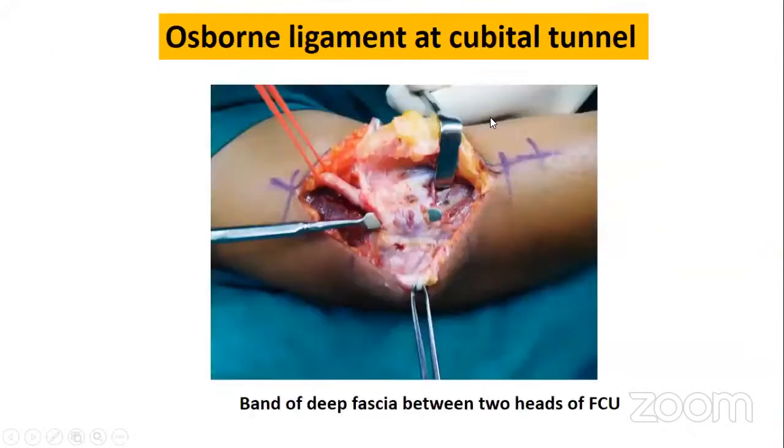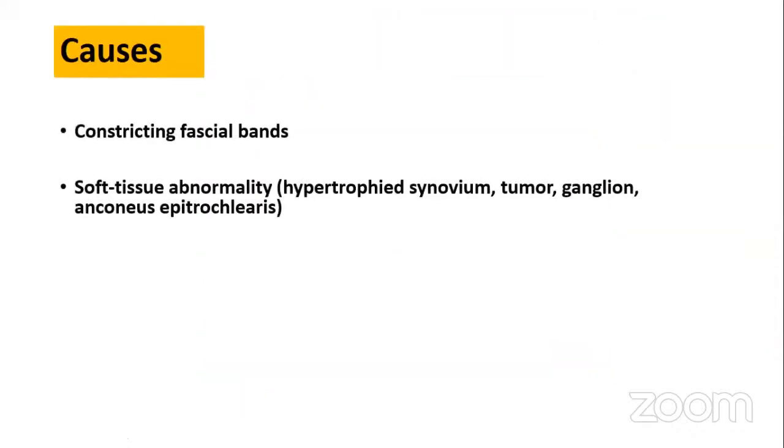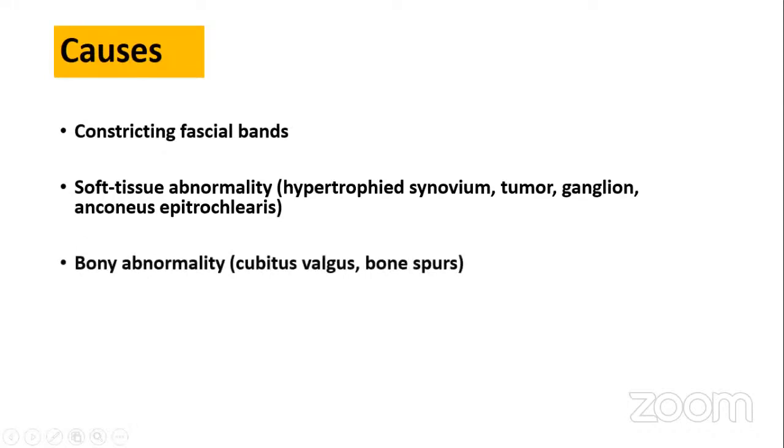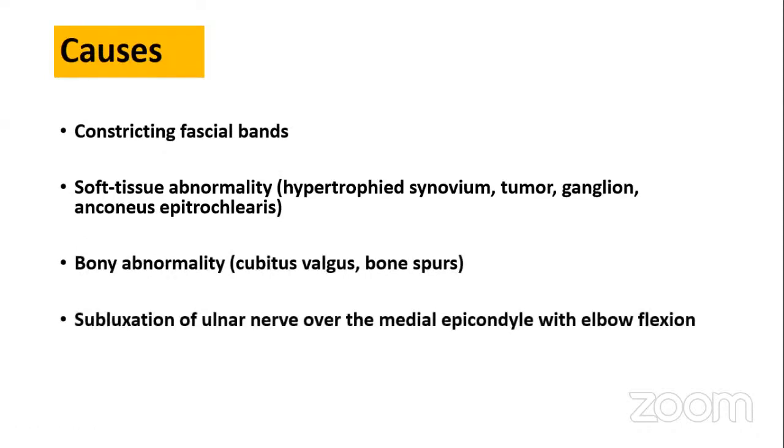There. This is the case we operated. This is a classic Osborne's ligament, but if you see, some muscle fibers are there. This is a very rare anomalous muscle called anconeus epitrochlearis. That is the case I'm trying to show there. Okay, so causes include constricting fascial bands, soft tissue abnormalities like synovium, tumor, ganglion. Just now I showed you the anconeus epitrochlearis, an anomalous muscle. Cubitus valgus and bony spurs, and subluxation of the nerve over the medial epicondyle with elbow flexion, especially in patients with ligament laxity and any of these collagen disorders. And sometimes it could be occupational related also.